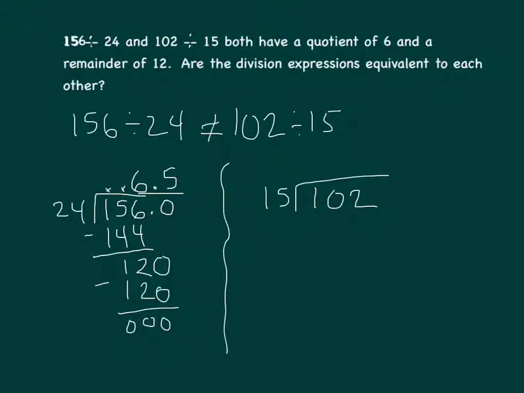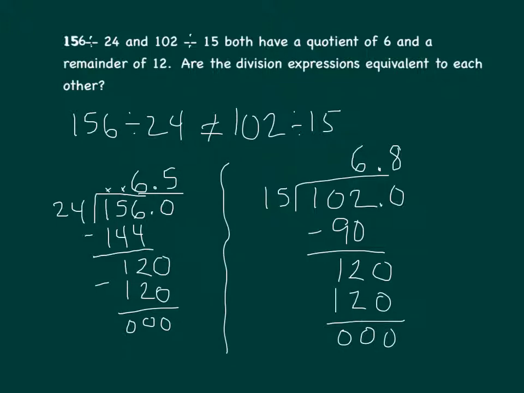For this other problem, I have 15 divided into 102. Again, the 15 does not go into 1, it does not go into 10, it goes into 102 6 times. If I multiply that out, I get 90, and I have my 12 left over. 15 does not go into 12 wholes, so I change those to tenths, and 15 will go into 120 8 times, which is 120, with nothing left over. So we know that 6 and 5 tenths is not equal to 6 and 8 tenths.